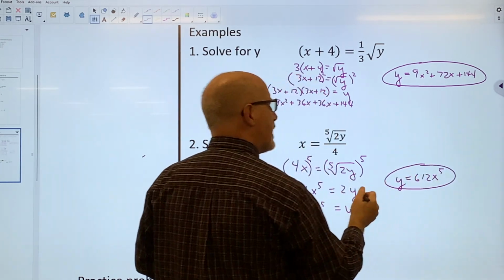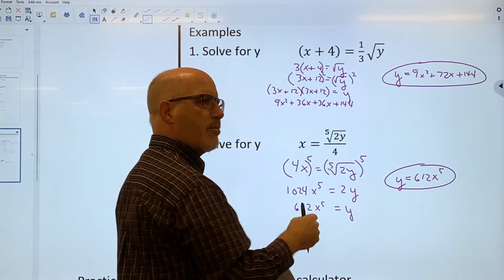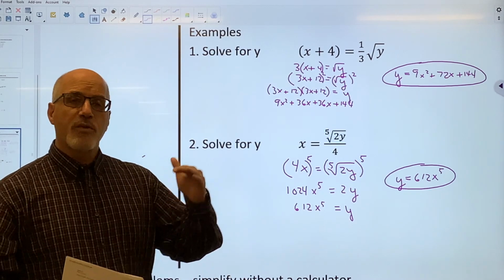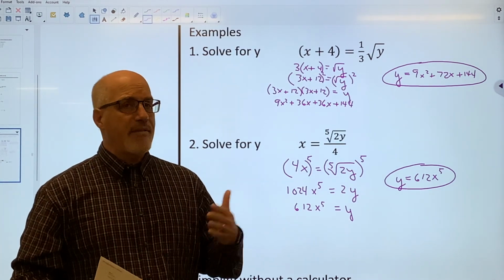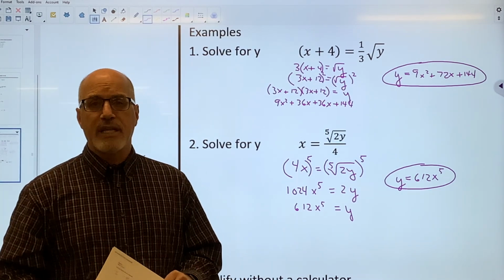So literal equations are when you have more than one variable in it. So when you solve for one of the variables, you're going to have an expression with the other variable in the answer.